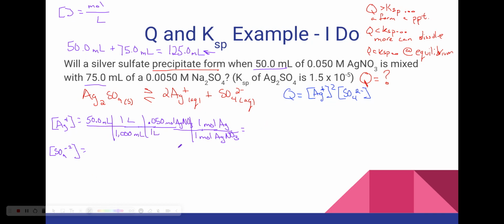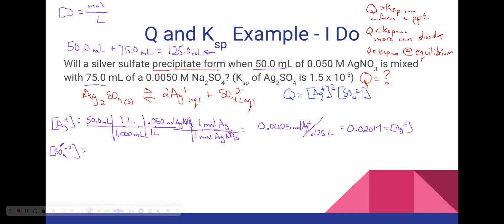And guys, when we do this, we get 0.0025 moles of silver ion. Now, in order to get its concentration, what I have to do is divide by 0.125 liters. So let's do that. When we divide by 0.125 liters, we get a new concentration of 0.020 molar. And that, of course, is our concentration of silver.